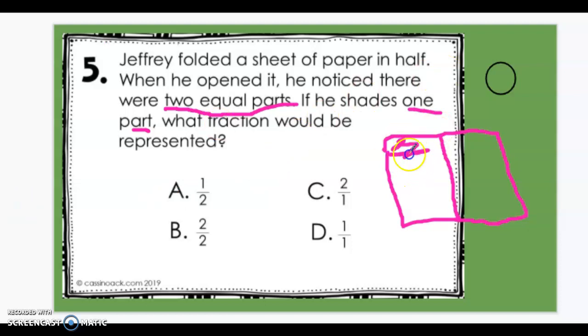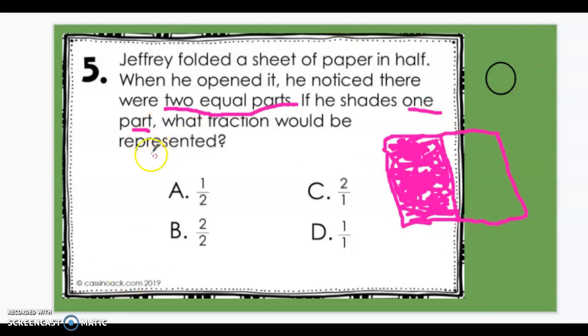Well, I'm going to shade my one part. So there's my one part shaded. Okay. What fraction is going to be represented here?